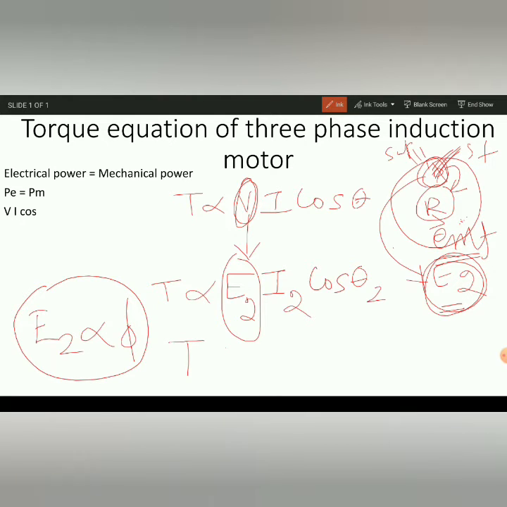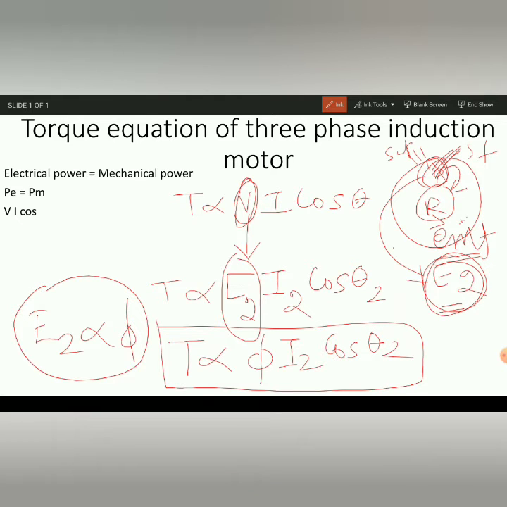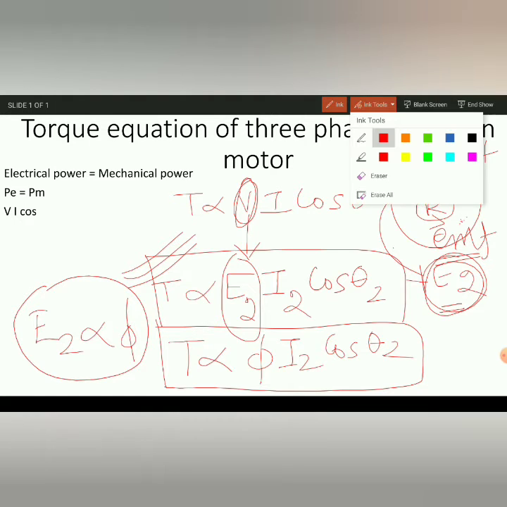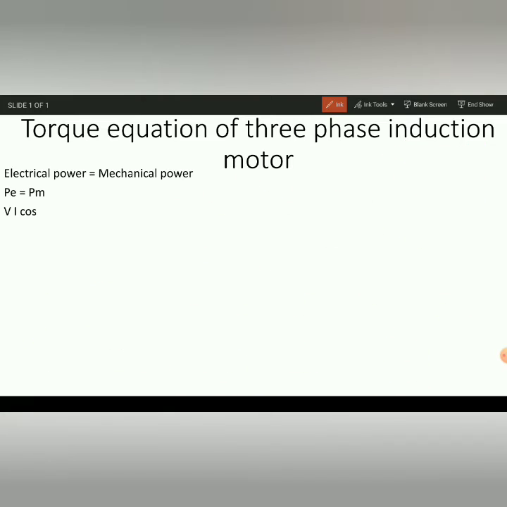So you may write the equation in the other way, phi I2 cos theta 2. Okay, so till this if you understand, the remaining part will be very easy. You can write either this equation or this, either of these. But we'll be proceeding with this equation only. Again, T is proportional to E2 I2 cos phi 2. Now, E2 is okay.